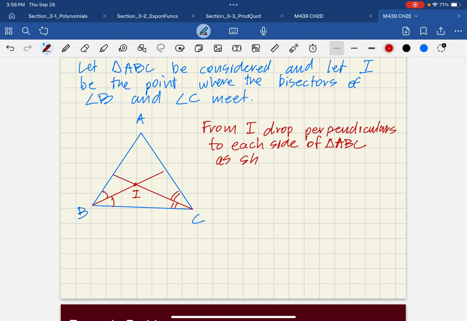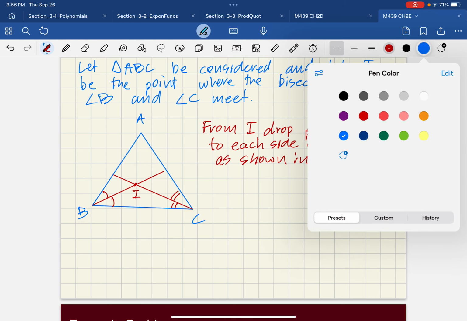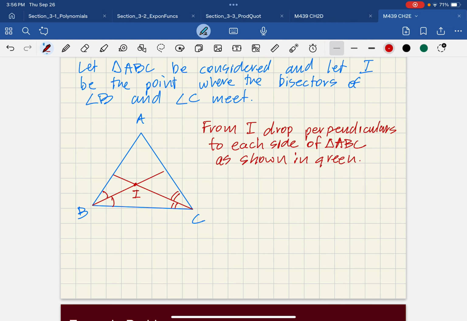As shown in, I'll do green here. So if I dropped a perpendicular to this side, it would maybe look like that. If I drop a perpendicular to this side, it would look like that. If I dropped a perpendicular to this side, it would look like that.